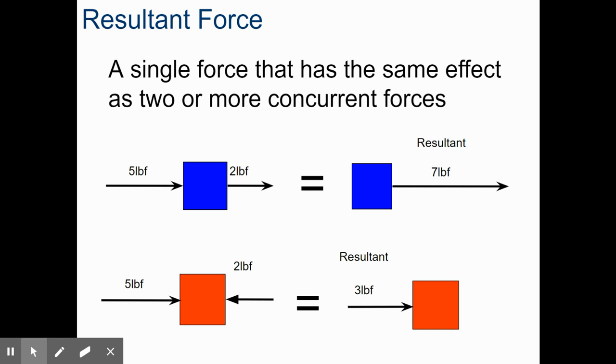All right, so here you have a single force that has the same effect as two or more concurrent forces. So here you have a push of 5 pound feet and a pull of 2 pound feet. The resultant of that obviously is 7 pound feet. Whereas here you have a block at the bottom where you have a push of 5 pound feet and 2 pound feet of resistance, which gives us a resultant of 3.